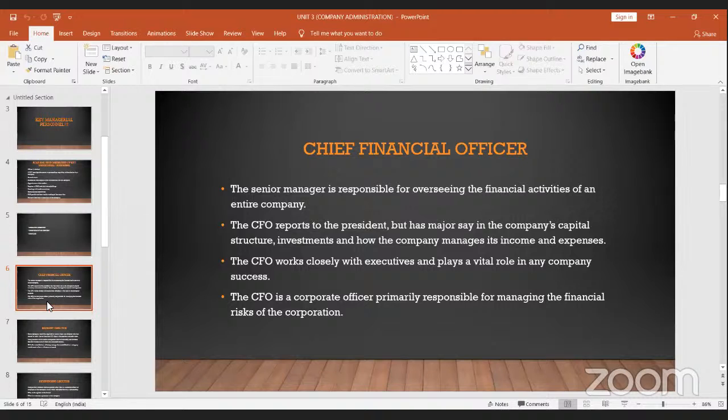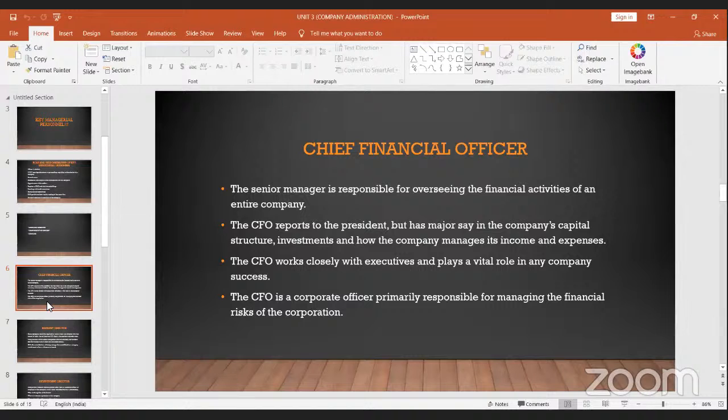The CFO is a corporate officer primarily responsible for managing the financial risk of the corporation. Obviously, there will be a financial risk for the company with regards to tax, remuneration, and customers. If a particular product is not doing well and sales are decreasing, obviously it will be a risk for the company, because the income is not properly coming to the company. So that's why it is a financial risk. At that time the CFO has to take care.